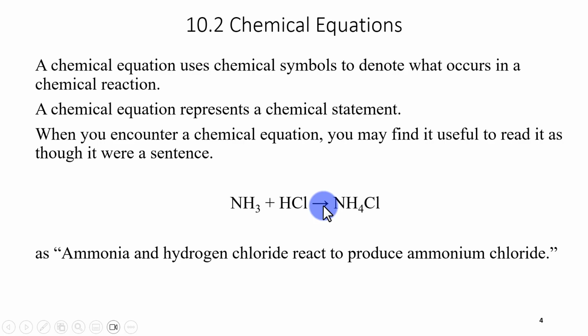Whenever I see an arrow, that tells me that I've transitioned from my initial compounds, which are called reactants, to my final products, final compounds, which are called products. Now we can have one reactant and several products. We can have several reactants and one product, like we have here, for example, or we can have multiple on both sides. It doesn't matter. We can read this as a sentence. So ammonia and hydrogen chloride react together to produce ammonium chloride.